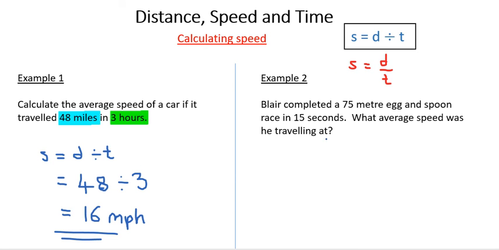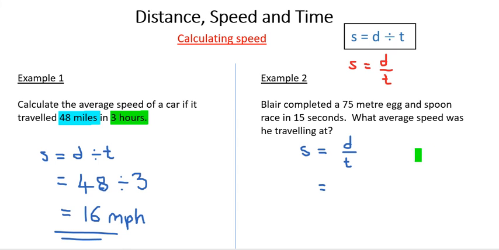Okay, so example 2. Blair completed a 75 metre egg and spoon race in 15 seconds. A pretty good time, I'd say. What average speed was he travelling at? So again, our formula, I'm going to write this in fractional notation this time. So speed is distance divided by time. Okay, just writing as a fraction, but just because you'll generally see it this way, but it means the same thing.